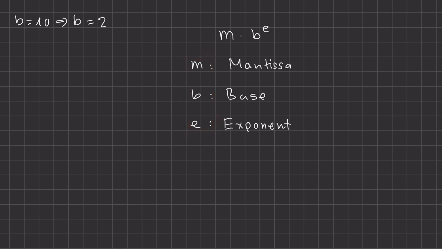But actually, we only need to store 2 because this base on computers will always be 2. So we only need to store this mantissa and this exponent for our number. We know how to represent whole numbers, and the mantissa and exponent both are whole numbers. So we can represent this in the way that we've learned before.